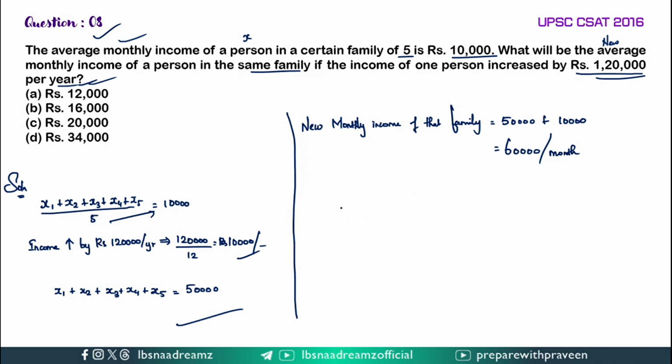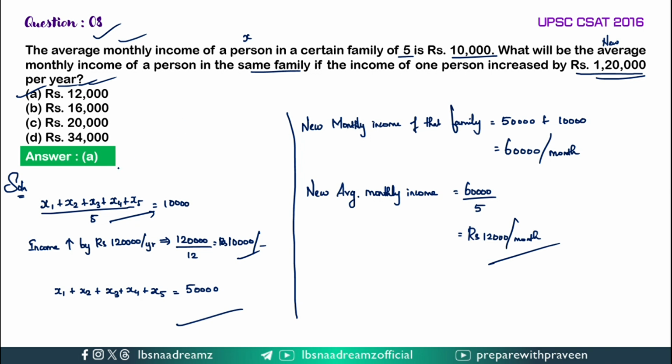Now we have to find the new average monthly income, which is equal to 60,000 by, so totally there are 5 members, right? So 60,000 by 5, that is 12,000 per month. So their average monthly income is rupees 12,000. So option A, yes, option A is the right answer.